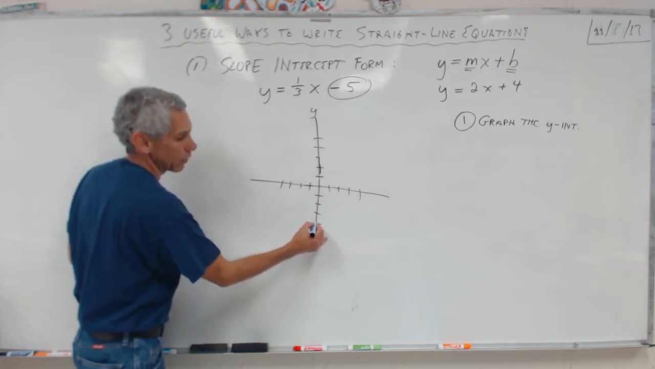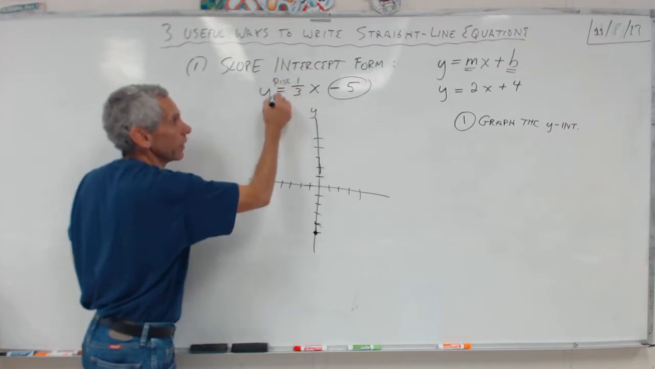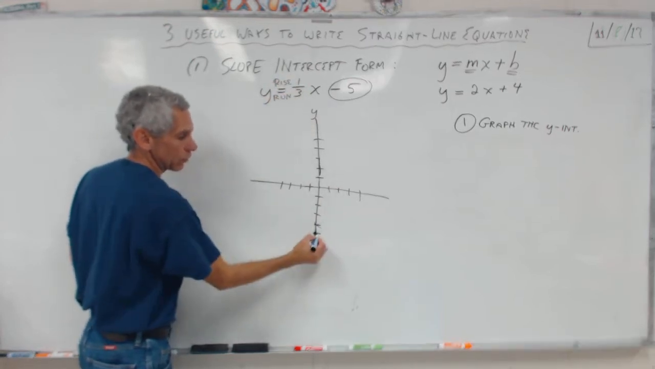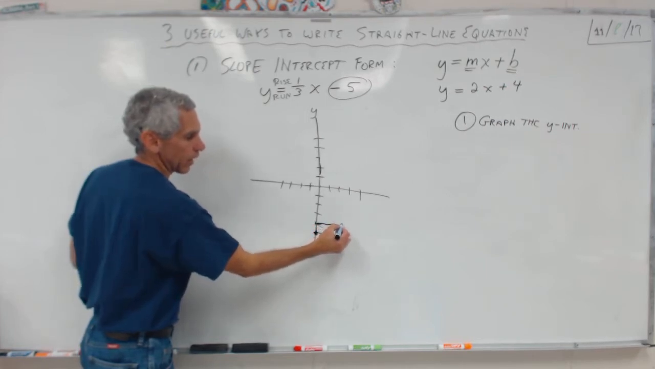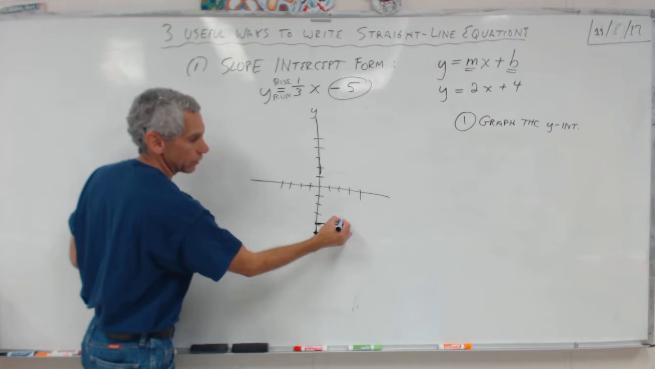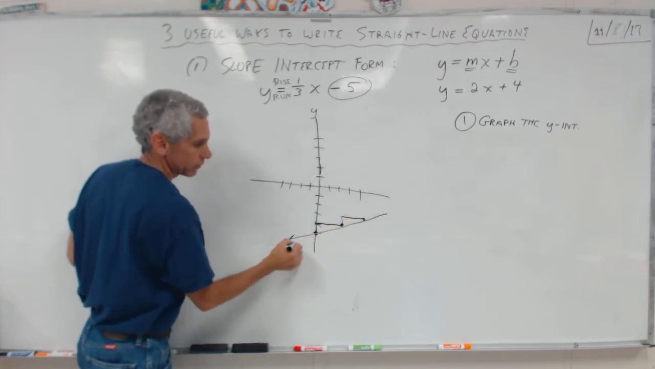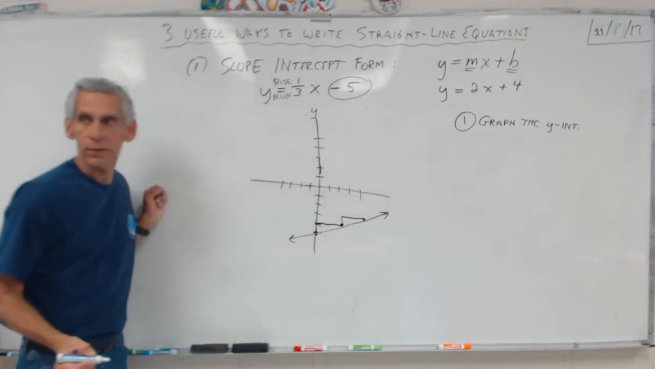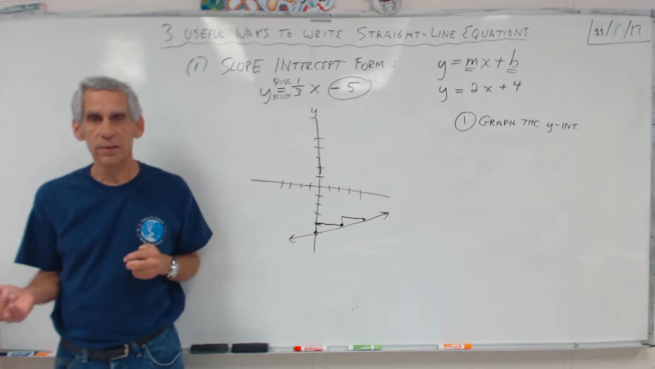And then I'm going to rise 1, because this is rise 1 and run 3. So from here, I'm going to rise 1, run 1, 2, 3, put a dot. Rise 1, run 1, 2, 3, put a dot, draw my line, and I've done it. Cool. You can do this in 4 seconds. I mean, it's really that fast.